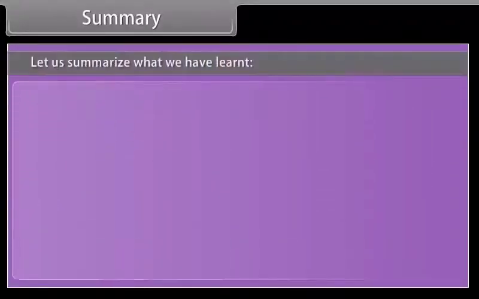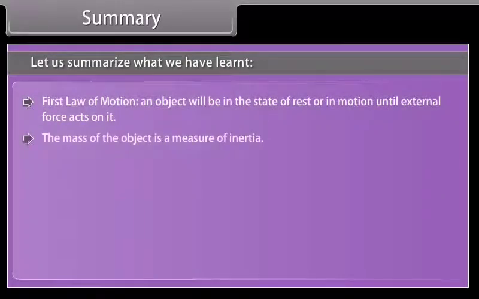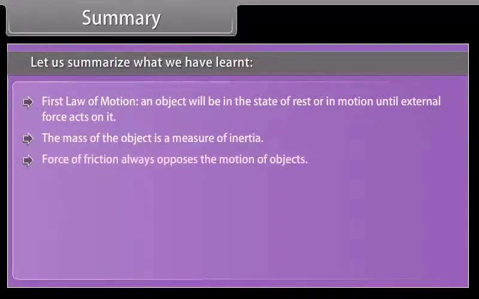Summary. Let us summarize what we have learned. First law of motion: an object will stay in a state of rest or in motion until an external force acts on it. The mass of the object is a measure of inertia. Force of friction always opposes the motion of objects.